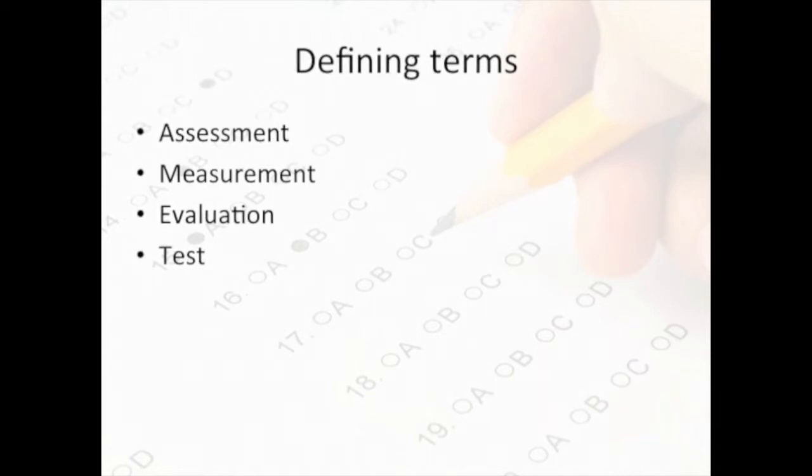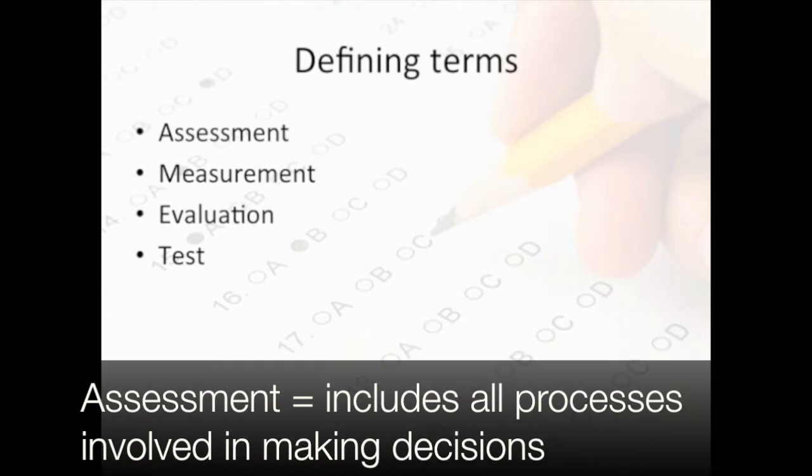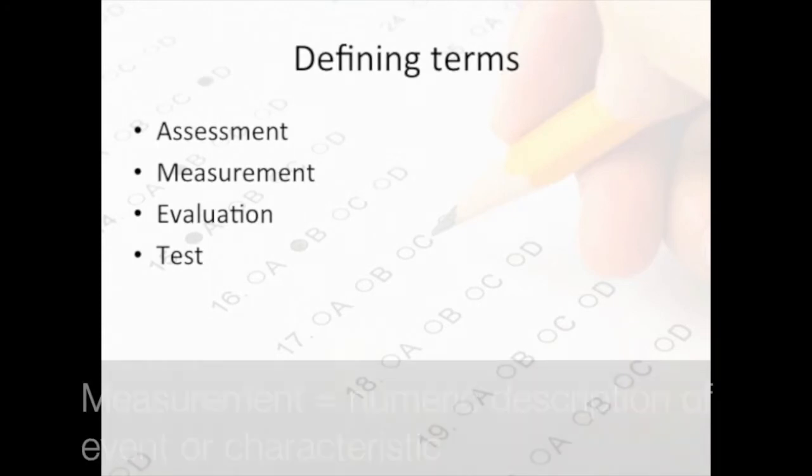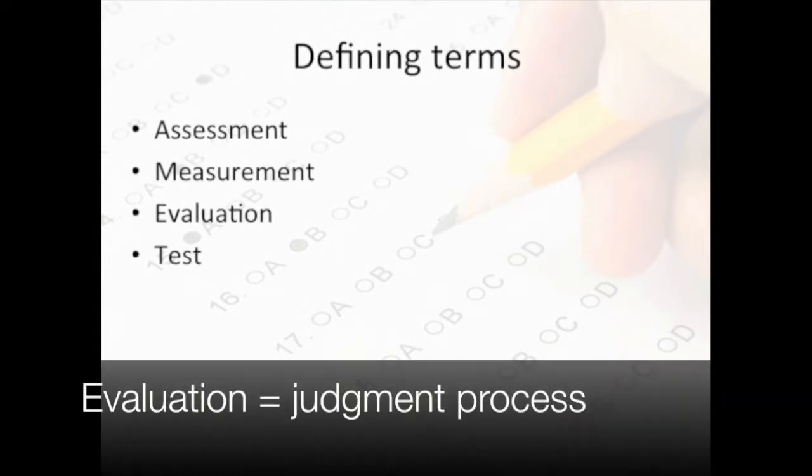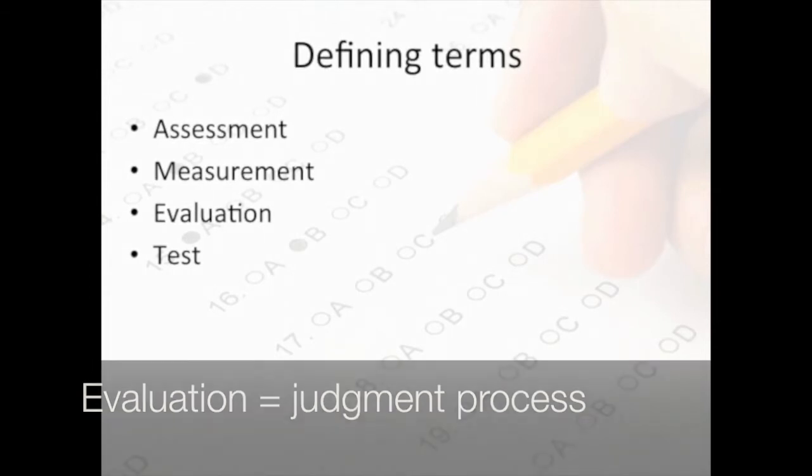First, assessment includes all processes involved in making decisions about student progress. So anything, or all of the things, that you're using to determine student progress. Measurement is a numeric description of an event or characteristic. It uses measurement in quantifiable terms. Evaluation is a judgment process. So measurement and evaluation are put together for assessment.